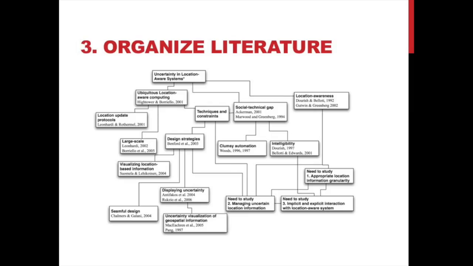Then you should start organizing the literature. You do this by creating a literature map, and this map shows the literature that you find relevant for your literature review. And then you also show the relation between the different literature, between the different books and articles, and how they are connected together.